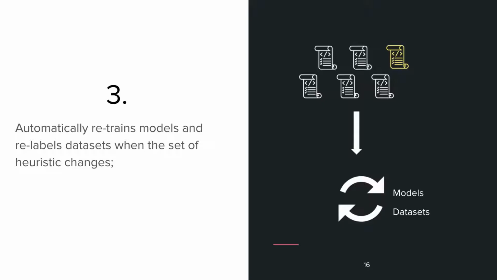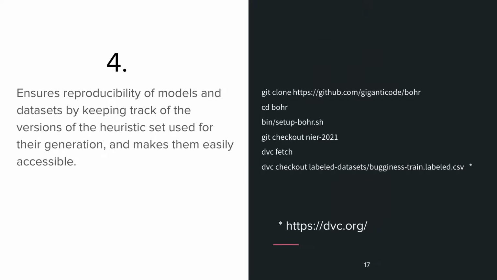BOHR labels the datasets registered with BOHR and automatically updates the labels when the set of heuristics has changed. We designed BOHR with reproducibility in mind. BOHR keeps track of heuristics used for each version of the generated datasets and models and makes sure they are easily accessible. To accomplish that, BOHR makes use of DVC, which stands for Data Version Control, a tool for versioning datasets and experiment pipelines. On the right-hand side, you can see a few steps needed to retrieve the labeled dataset from the evaluation we demonstrated before.